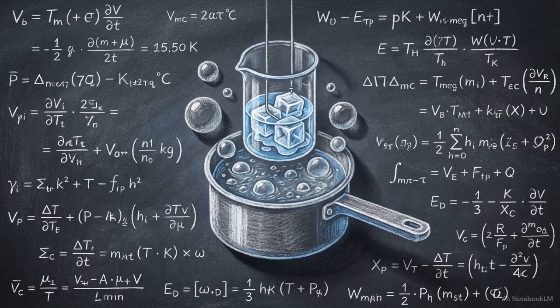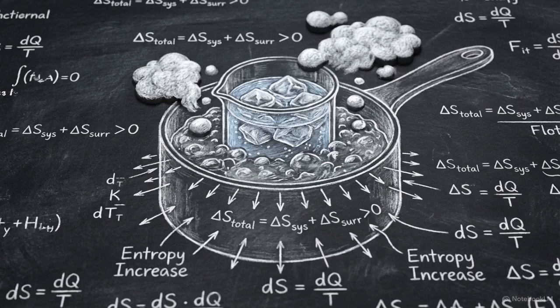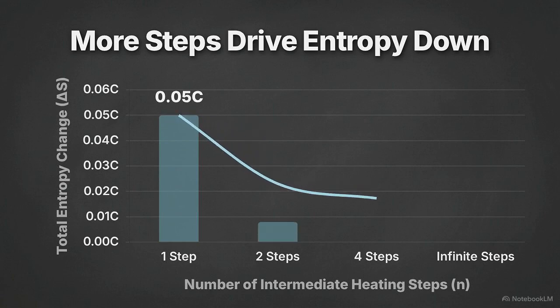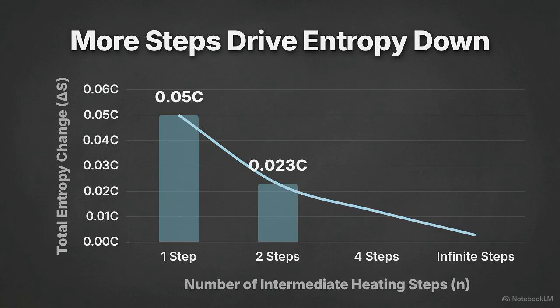In problem 2.8, we find the entropy change of the universe by calculating the heat transfer when freezing water is placed in direct contact with a boiling heat bath. This bar chart tracks the total entropy change for that process. The value drops as we increase the number of intermediate heating steps. Plunging water directly into a boiling bath generates an entropy value of 0.05 C. Stepping it through 4 separate temperature baths reduces that value to 0.0121 C.